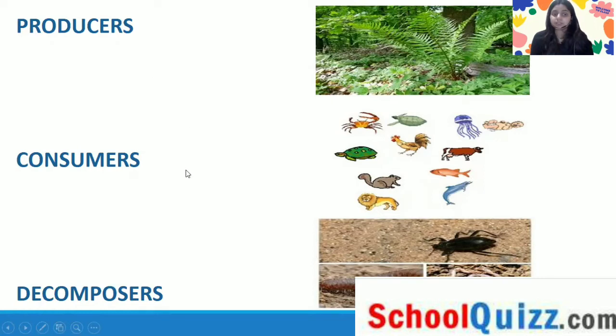This will create a base for you to understand the ecosystem topic, because if I ask a student to differentiate the environment and ecosystem, he might be confused. After learning these classes, you will easily differentiate what is the environment, what is ecosystem, and what is ecology. So let's start today's class. We will discuss producers.